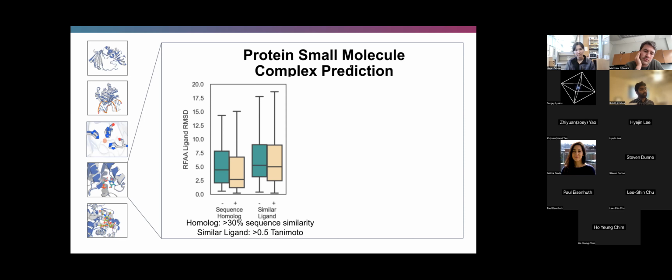And this is for small molecule docking functionally, right? Flexible backbone, small molecule docking. Sorry, I really skipped many slides that are supposed to be in the middle here.